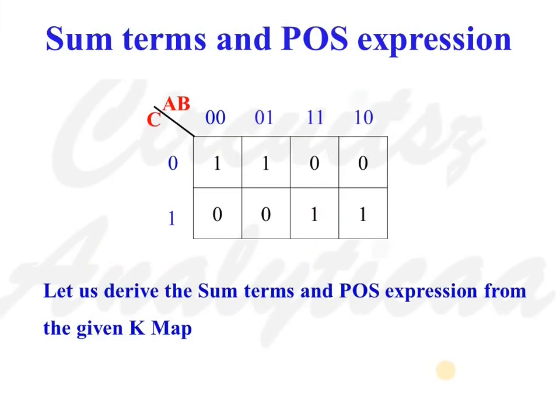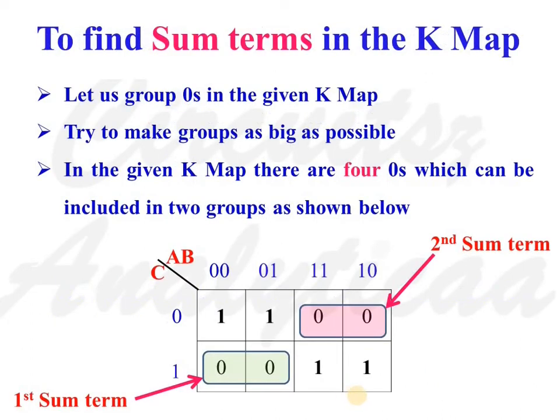Now let us find expressions for sum terms and product of sum terms. For that, we have to group zeros. To find sum terms in the K-map, let us group zeros in the given K-map. Try to make a group which is as big as possible, keeping the number of groups as small as possible. Here, the first possibility is grouping of 8 zeros. But in the K-map, there are only 4 zeros. The remaining 4 cells are ones. So we cannot make a group of 8 zeros.